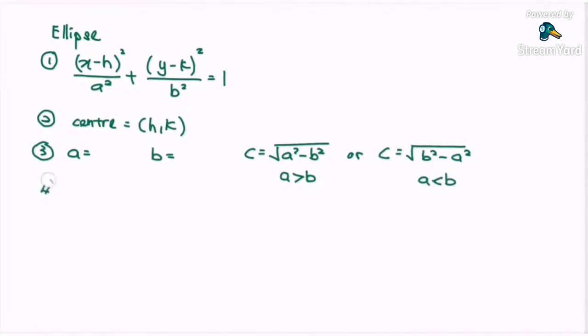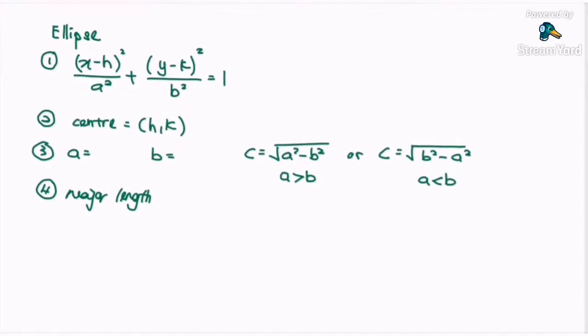Next, what we have to do is to find the major length. So we have to refer to the major axis, where we have the value a and b. It depends on the value of a and b. If the value of a is bigger than b, the x-axis will be the major axis. If the value b is greater than a, the major axis will be the y.